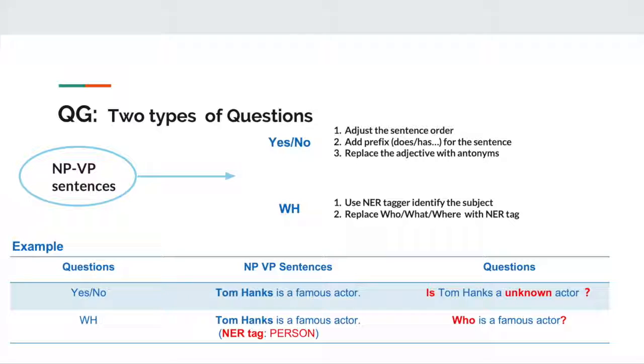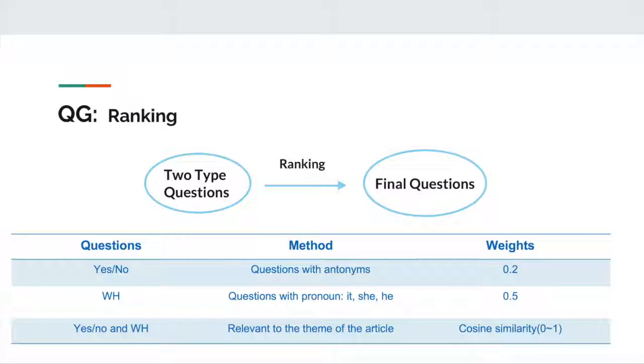After generating these two kinds of questions, to increase the difficulty of the questions, we choose to replace some adjective words with corresponding antonym words. We will randomly choose the antonym word from the whole antonym word set to make sure this kind of question is not too much. After that, we need to rank all the questions to get the final list.